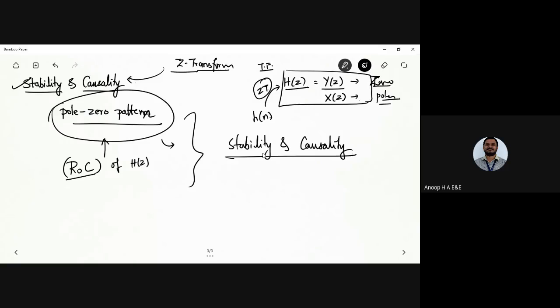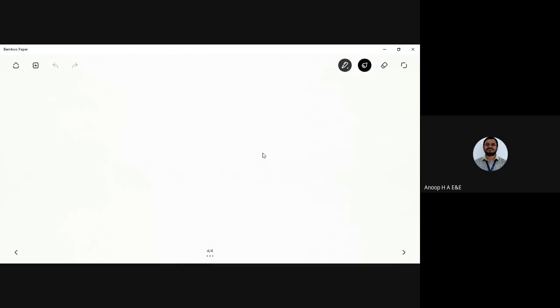So the first option is to find out the pole zero pattern. The second one is the region of convergence of H of z. Okay, so H of z here refers to the transfer function. So the pole zero pattern determines the stability and causality of the system along with the ROC of the transfer function. So very important point with respect to the GATE, the Graduate Aptitude Test for Engineers. Very important topic that needs to be discussed in today's class. It is better that you make a note of it, or definitely I will be sharing the videos.